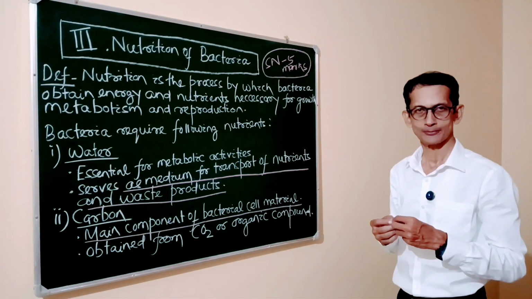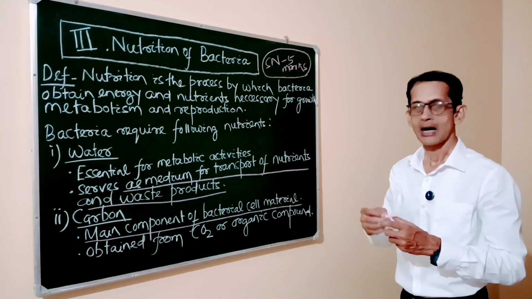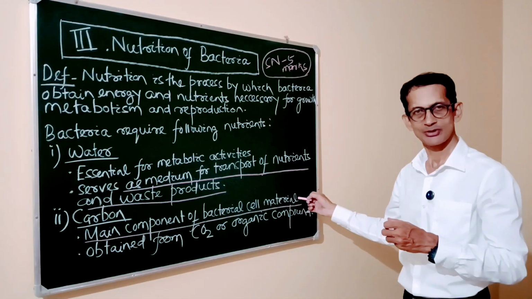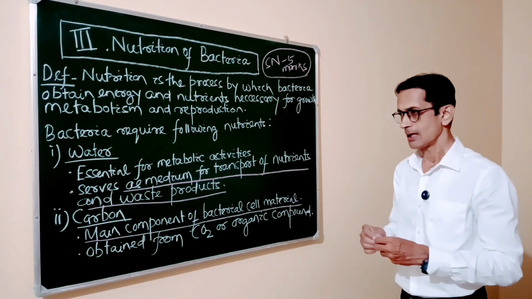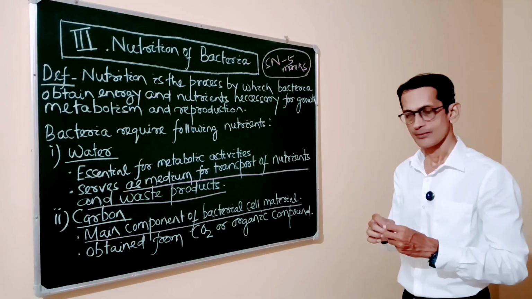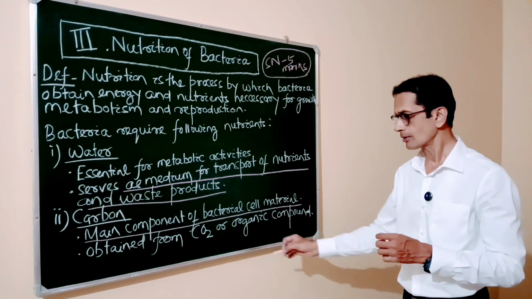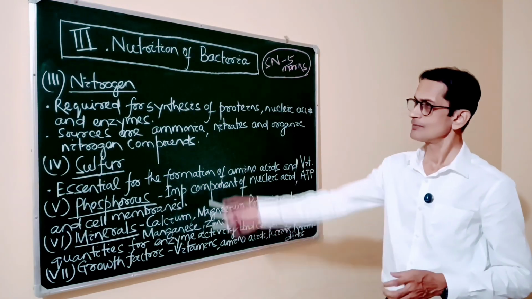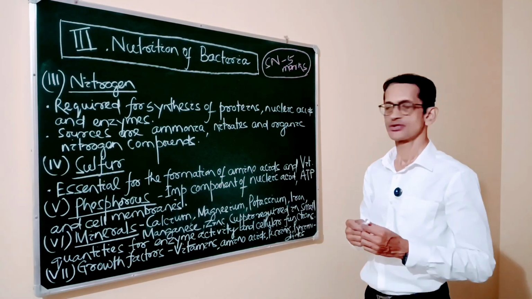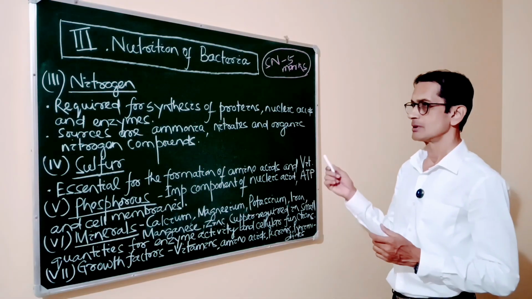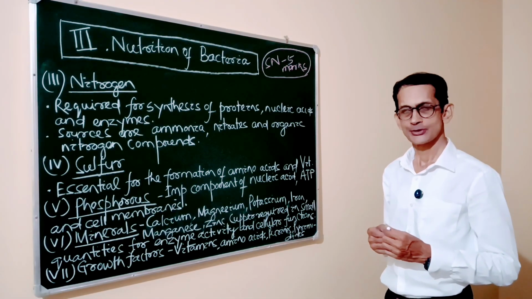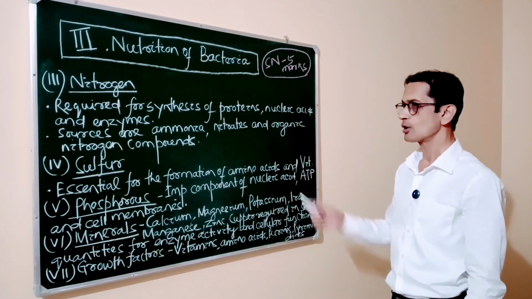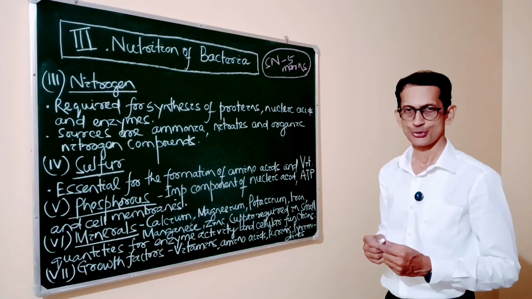Underline this MCQ. After water, carbon. Carbon is the main component of bacterial cell material. Underline this. And obtained from carbon dioxide or organic compounds. So next in nutrition, nitrogen, required for synthesis of proteins, nucleic acids, and enzymes. And the sources of nitrogen are ammonia, nitrates, and organic nitrogen compounds.